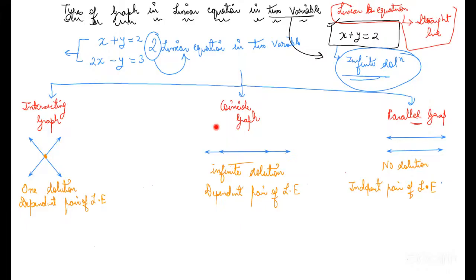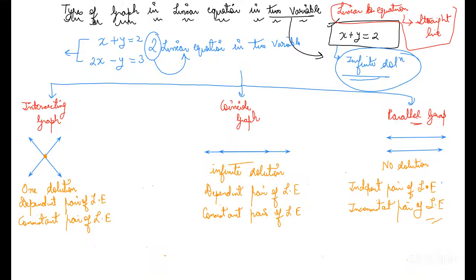Okay. This is also called as consistent pair of linear equation. Okay, consistent. Just don't write yet, please. This is also called as consistent pair of linear equation. This is called as inconsistent pair of linear equation. Understood, guys? Yes or no?